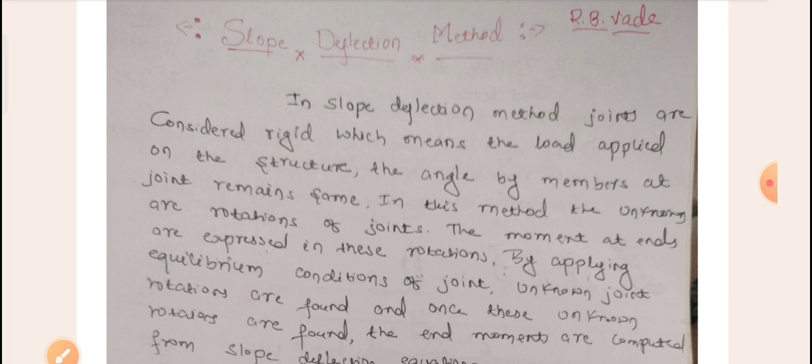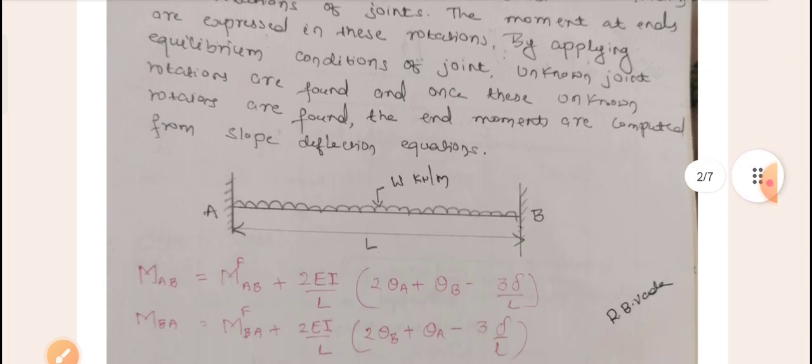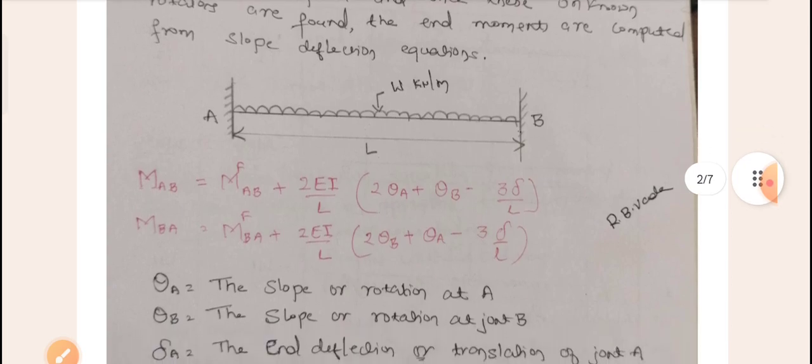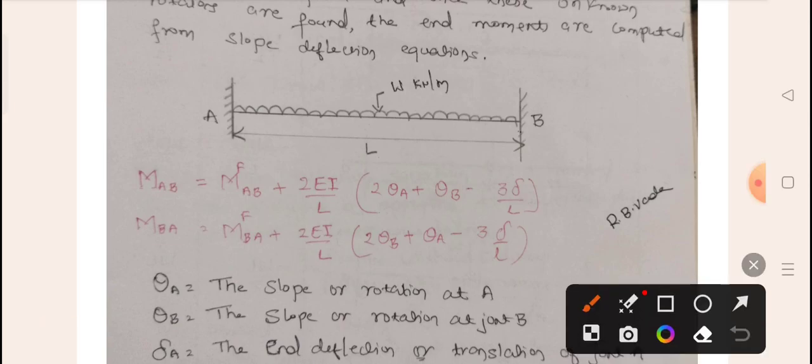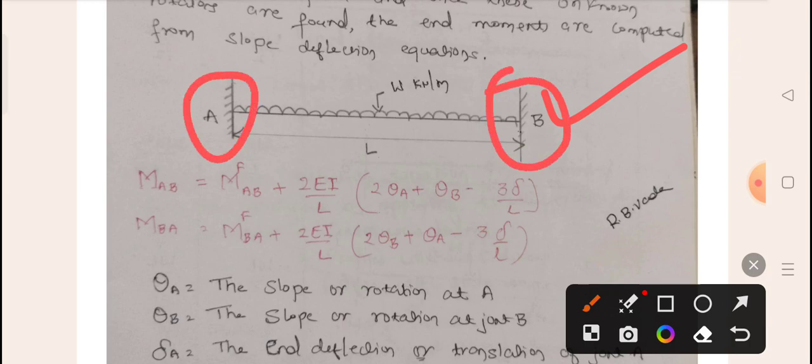First, if you want to solve problems in the slope deflection method, you need to understand the formula. In the diagram, there is a fixed beam with a UDL, the load is W. You need to calculate the moment developed at point A and at point B, and the slope at A and the slope at B.